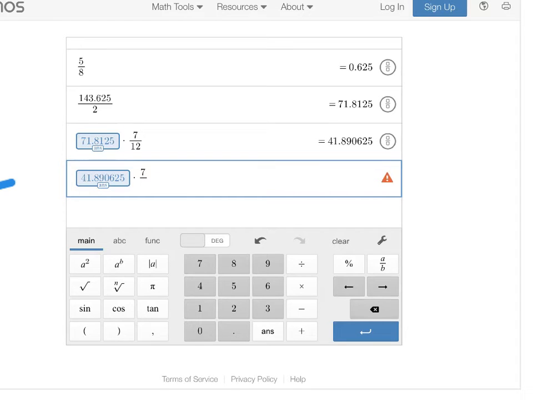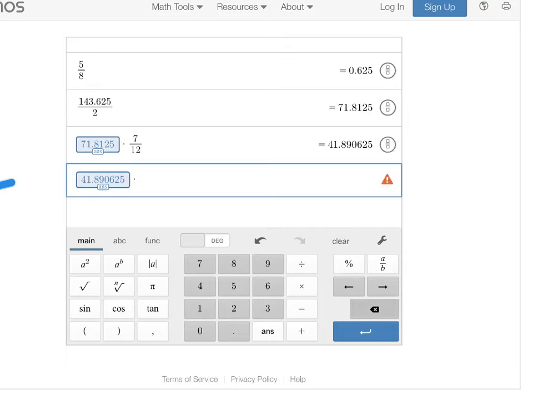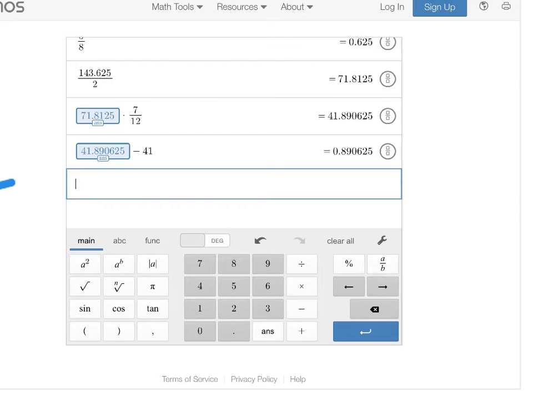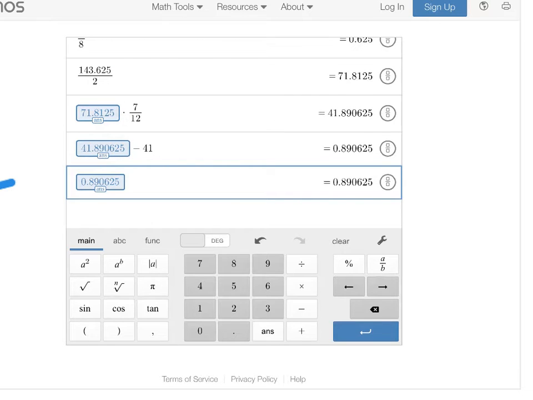Okay, so I want to take that. It actually did it twice. Did you catch that? So I'm going to take that 41.890625, and I want to get rid of the 41. That's 41 whole inches. That leaves us with our decimal. And then we want to take that decimal and change that to sixteenths.